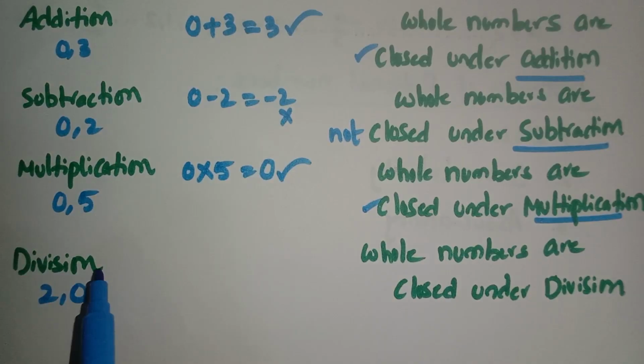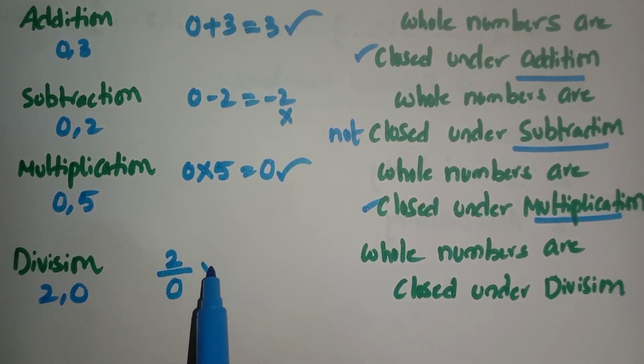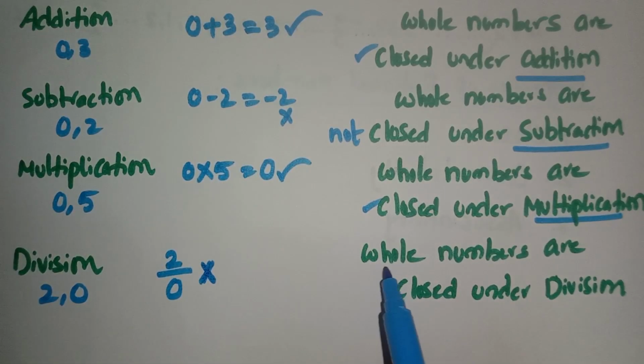Next one, division. If we choose 2, 0 as inputs, we perform 2 by 0, but practically we cannot find the value of 2 by 0, which is not a whole number. Thus, we can conclude whole numbers are not closed under division.